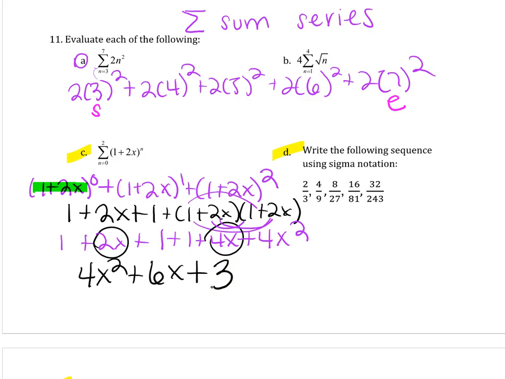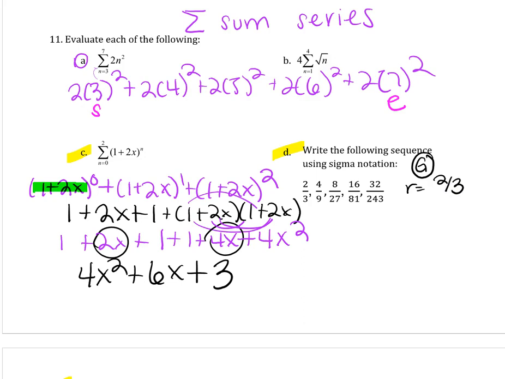Okay, so now we're going to go the other way, and I'm going to give you a sequence, and you have to come up with the sigma. So first thing I figure out is if it's arithmetic or geometric. Or neither. Sometimes it's neither. Now, what I'm noticing along the bottom of these is it looks like I'm multiplying by 3. Along the top, it looks like I'm multiplying by 2. So that tells me that this is a geometric sequence with a common ratio of 2/3.